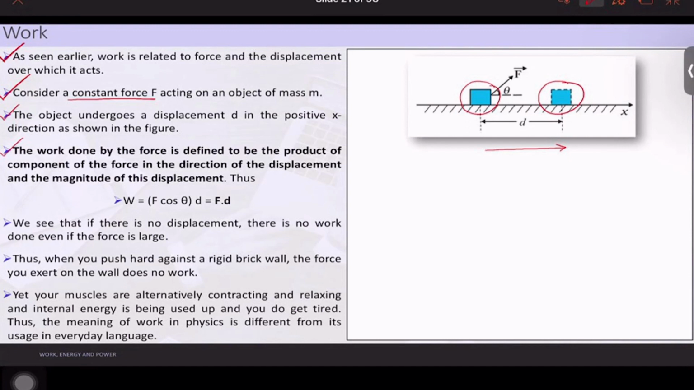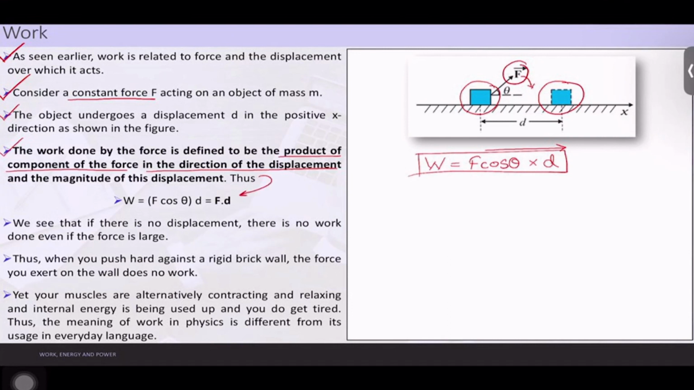Now, the work done by the force is defined as what? It is defined to be the product of the component of the force in the direction of the displacement. Okay. So the component of the force which is in the direction of displacement. So what is that? It is nothing but F cos theta, right? And the magnitude of displacement. So that is nothing but how work is being defined. Okay. In mathematical form, we can write that W is equal to F cos theta into D. Also, it can be written as nothing but the scalar product of F and D.